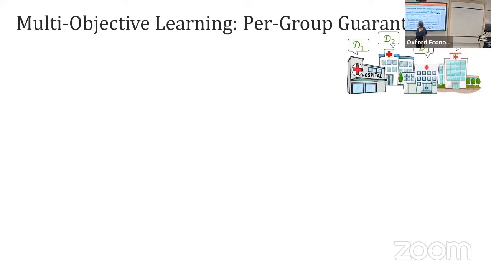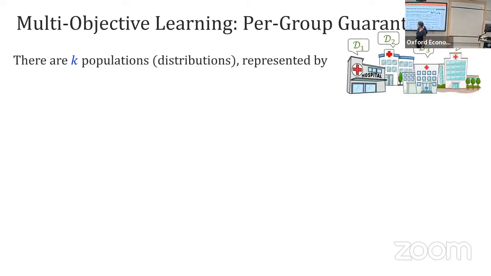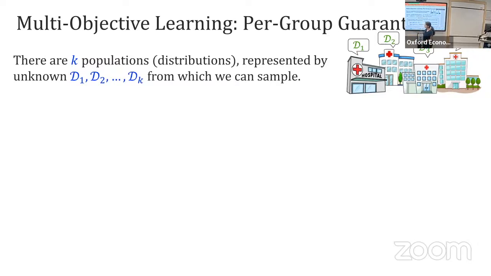Okay, so what is the multi-objective learning perspective here? This is how we think about per group guarantees in today's talk. I have multiple distributions representing different populations of people. This is D1, D2, Dk. And then I can sample from these distributions. I can identify these populations of people and actually ask for more information.